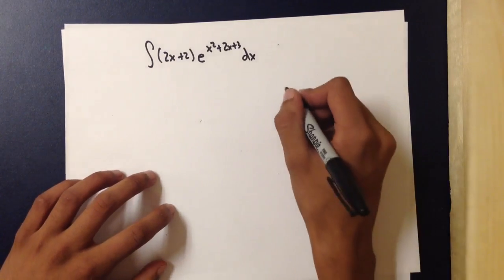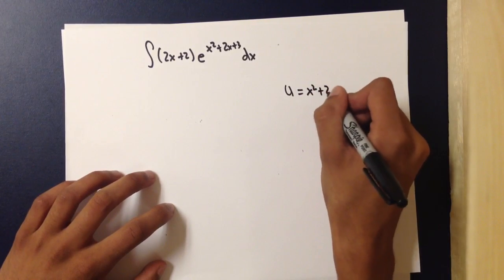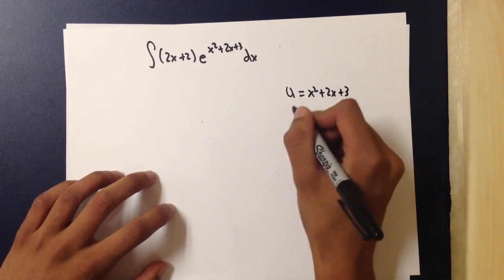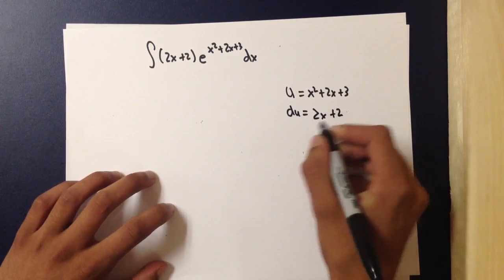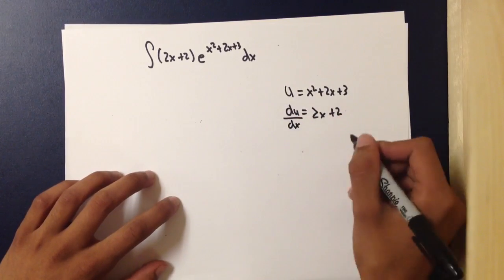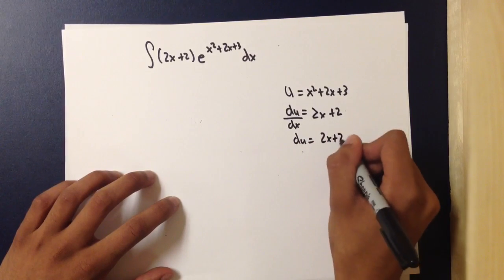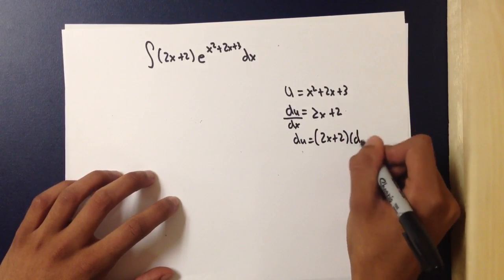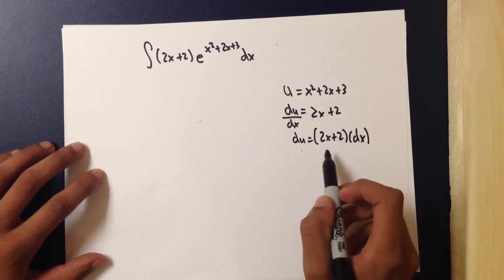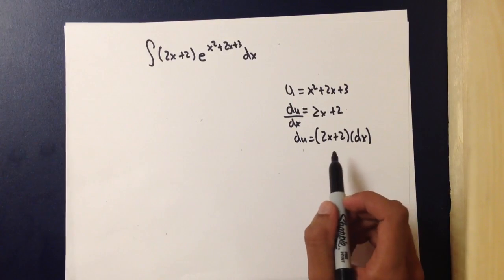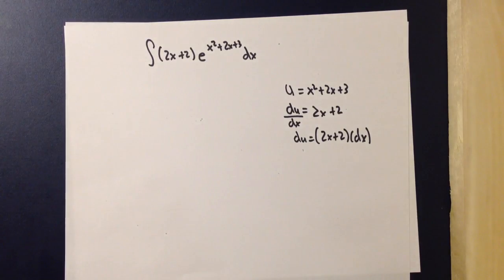So here, we would make u equal to x squared plus 2x plus 3. du would be equal to 2x plus 2. Then you'll multiply over the dx, and you get that du is equal to 2x plus 2 dx. Now, you have a 2x plus 2 and a dx, therefore you can substitute in the du and make this into a U-substitution problem.